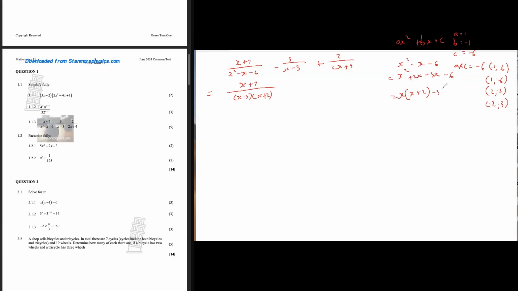We're going to take a -3 as a common factor. Here we'll be left with a positive x. And a -6 divided by a -3 is going to give us a positive 2. Okay, then we're going to say, in this term and this term, we have x plus 2, which is common. And when we divide this term by our common factor, we're left with x. And when we divide this term by our common factor, we're left with -3. And that's what we have right here.